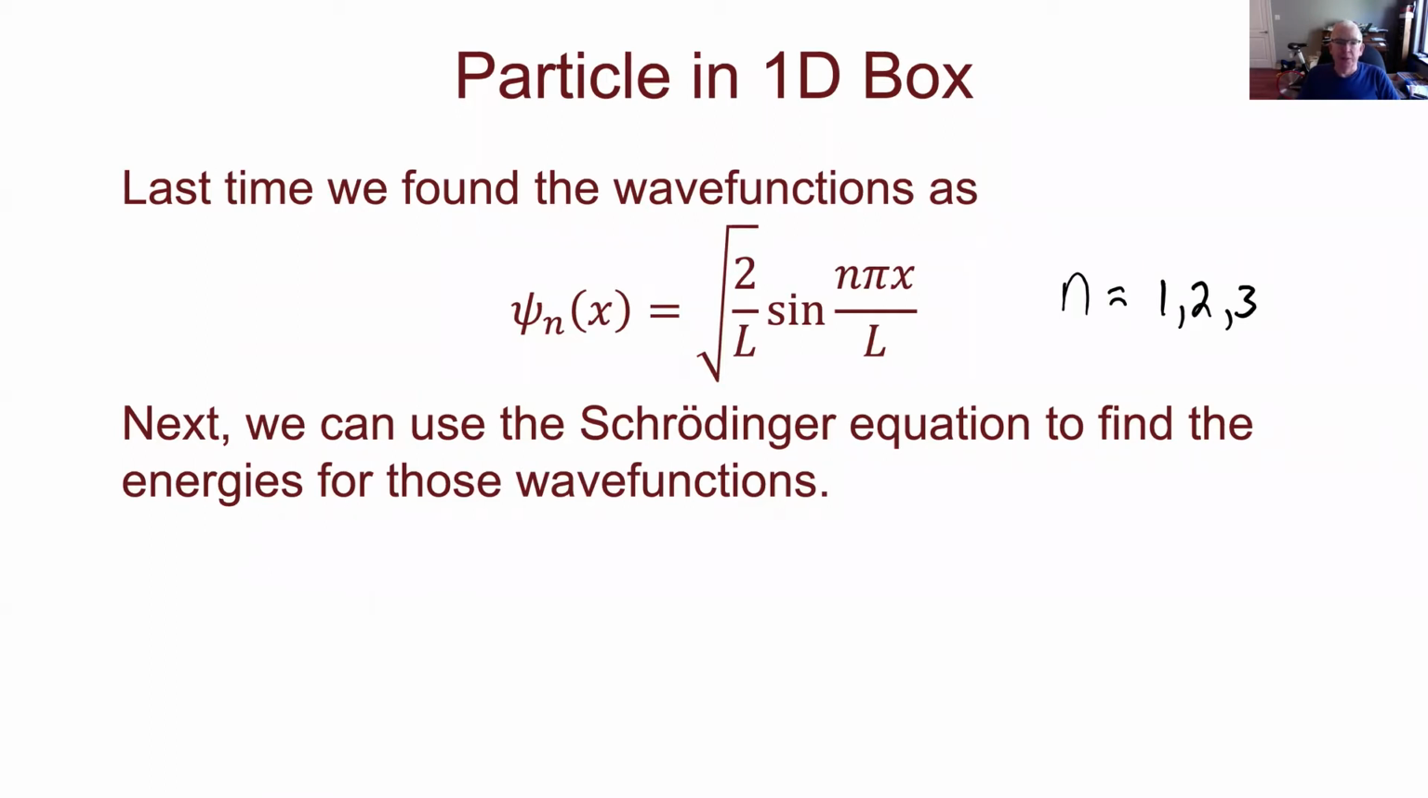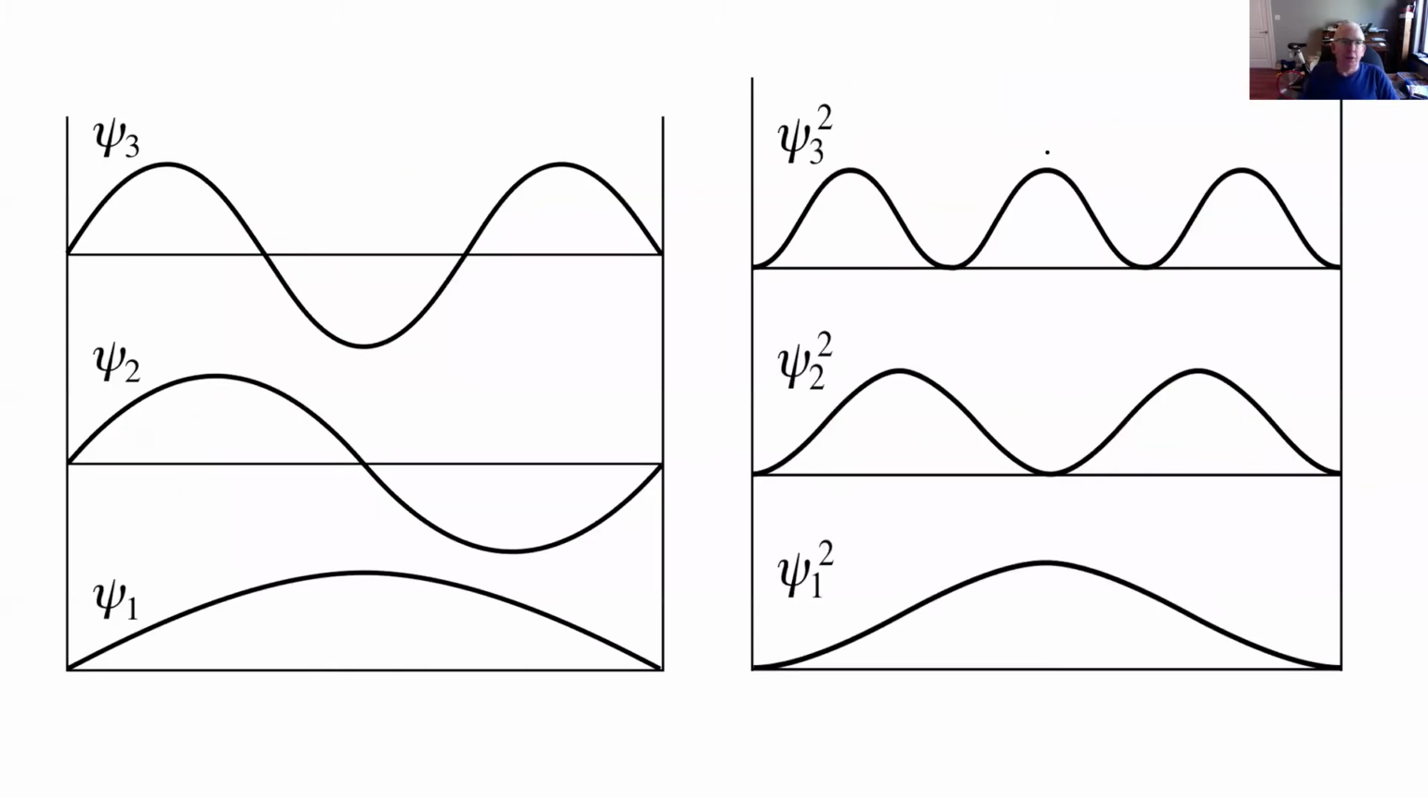The next thing we're going to do is to use the Schrodinger equation to find the energies for those wave functions. We're going to do that by finding the eigenvalues of the Hamiltonian that correspond to those wave functions. Before we do that, though, let's take a quick look at what the wave functions would look like. So I put in some plots here. On the left, we have the wave functions for n equals 1 through 3, and on the right, we have what psi squared would look like.